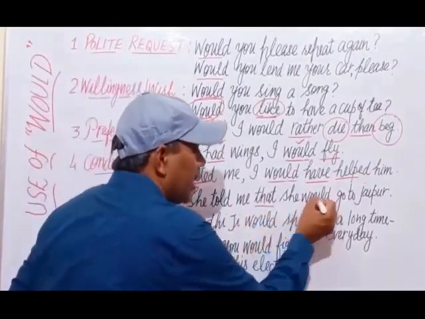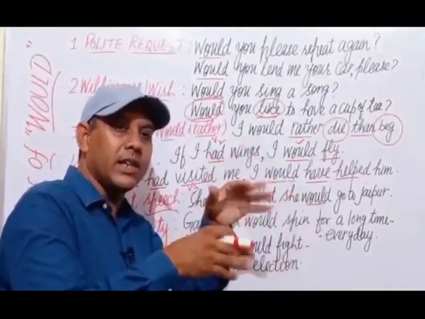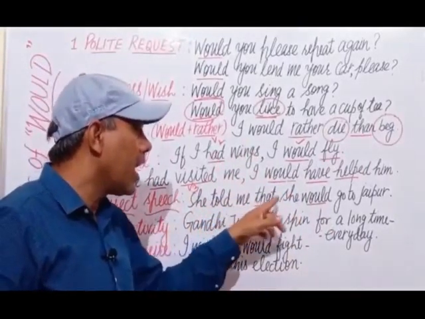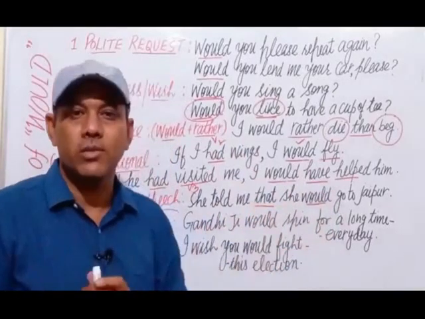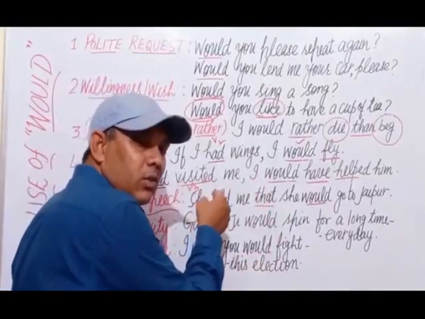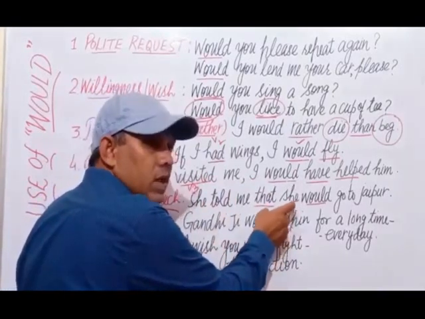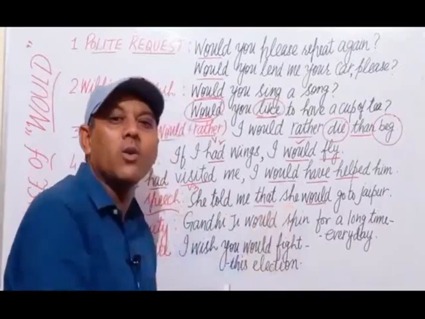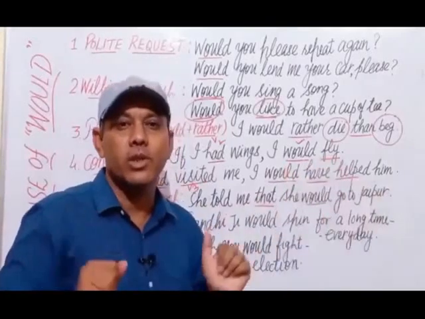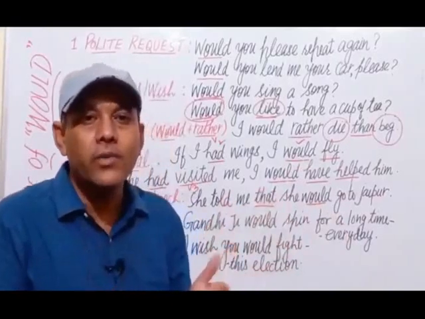इसमें हम विल के स्थान पर वुड का यूज करेंगे। अब इसको आप एक्सपेक्ट कीजिए, देखिए कि ये डायरेक्ट स्पीच में क्या था। She said to me, I shall go to Jaipur, and to change it into indirect speech we shall change that particular word shall which was used with I. Now I shall use would with third person pronoun she. She told me that she would go to Jaipur. In this way, in indirect speech we use would in place of will.